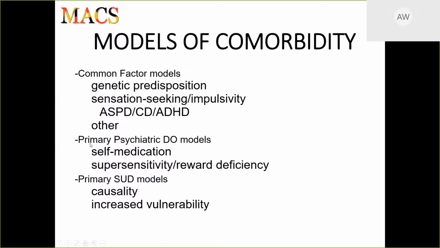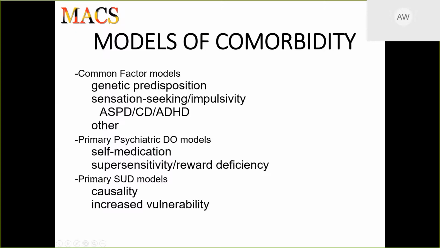Then there are other models that look at a primary psychiatric disorder, and people typically call this the self-medication hypothesis. This is the idea that somebody develops a substance use disorder because they're trying to use substances to deal with an underlying psychiatric condition. There are also people looking at supersensitivity and reward deficiencies, the idea that when you are predisposed to this, you have problems with your dopamine system that other substances might help. So again, it's another model of looking at this.